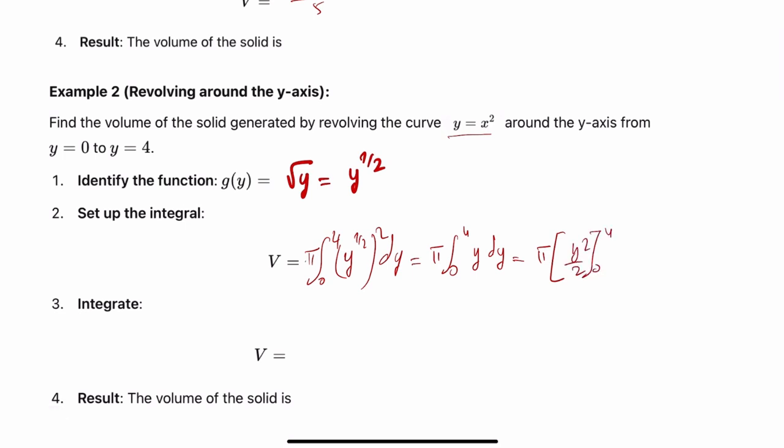Okay, now we can calculate our integral, which is pi times 4 squared divided by 2 minus 0 squared divided by 2, which is what? Which is 16 divided by 2, which is 8 pi. Okay, so the result is 8 pi.